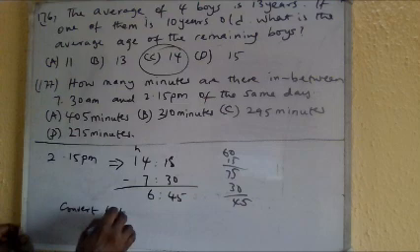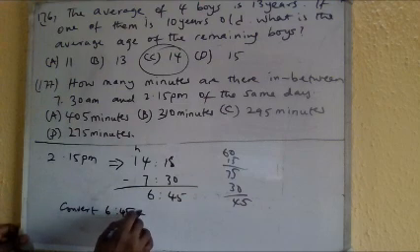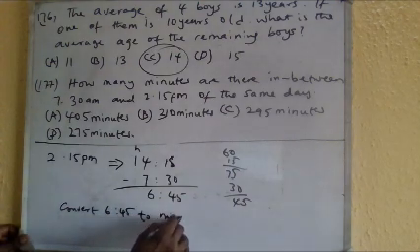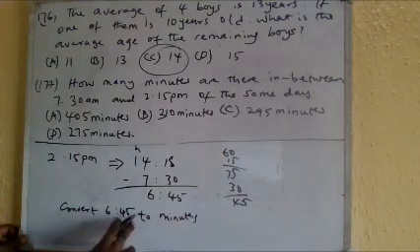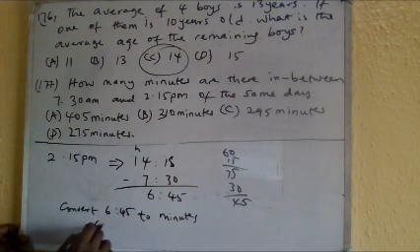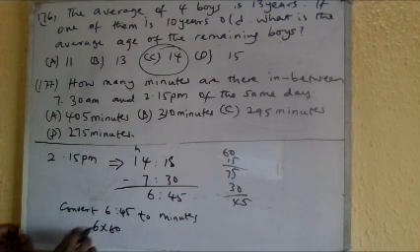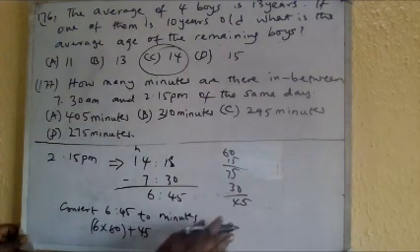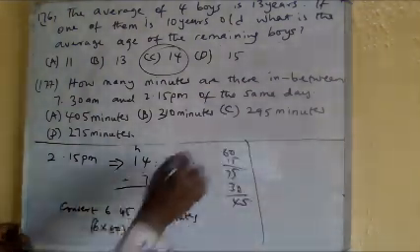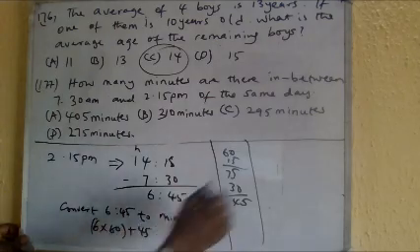So I will have to convert 6:45 to minutes. I already have 45 minutes here and 6 hours here. So 6 times 60 plus 45. Okay, 6 times 60, this is rough work. 6 times 60 is 360 plus 45.